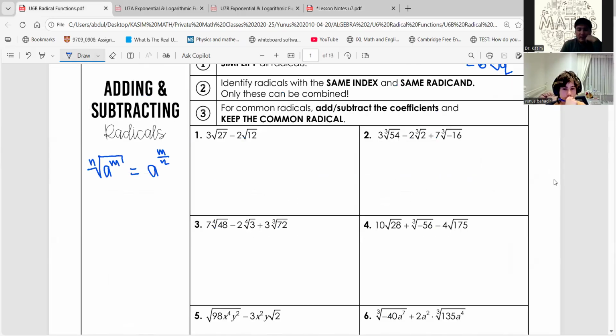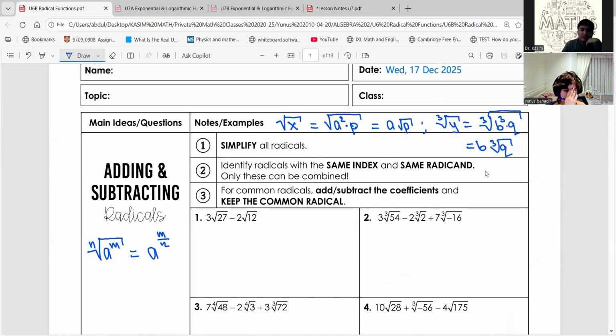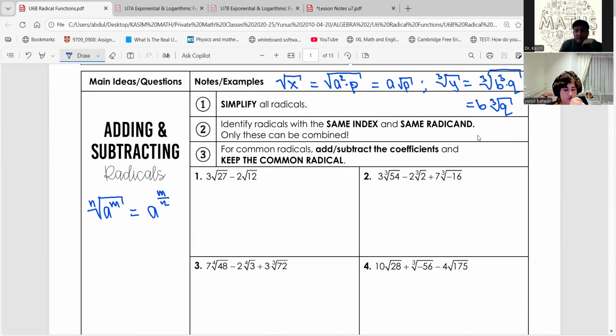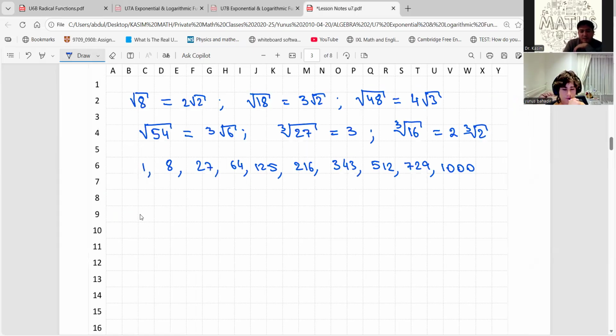All right. Now let's simplify this. Simplify all radicals. Identify radicals with the same index and same radicand. Radicand means the number under the square root, or root. Only these can be combined. For common radicals, add or subtract the coefficients and keep the common radical. We are using the distributive property again, right? How do we combine these numbers?